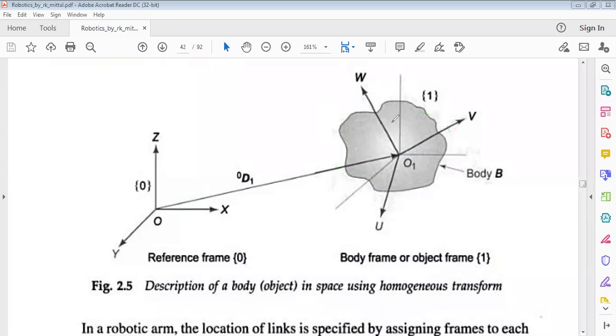Now we have to describe the object frame UVW, its position and orientation, with respect to the 0th frame XYZ. That is the complete specification of the object in 3D space: position and its orientation.